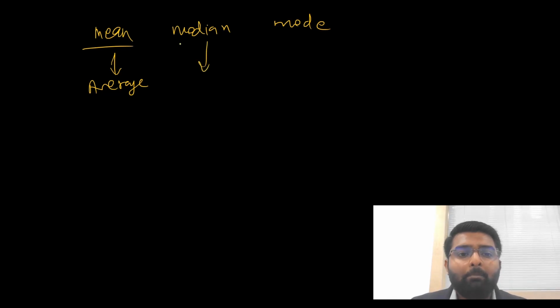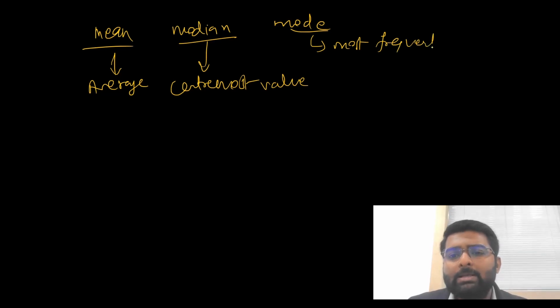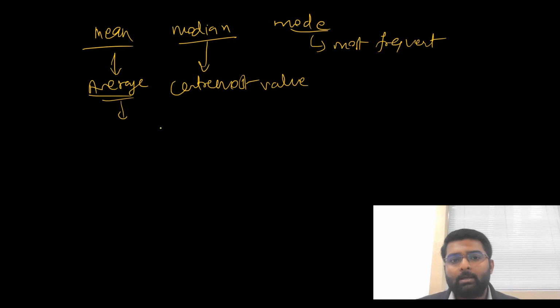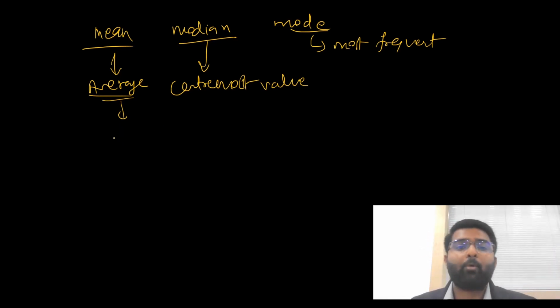Median is nothing but the centermost value of my data set. And mode is nothing but the most frequent element in my data set. Mean is basically the average that I get. But why is average considered to be the most important part?